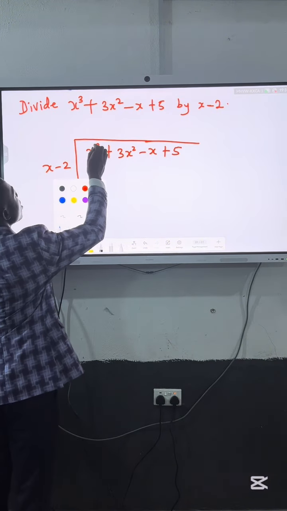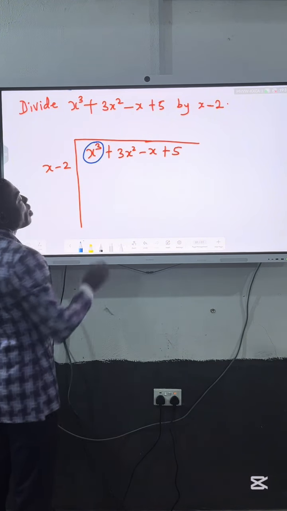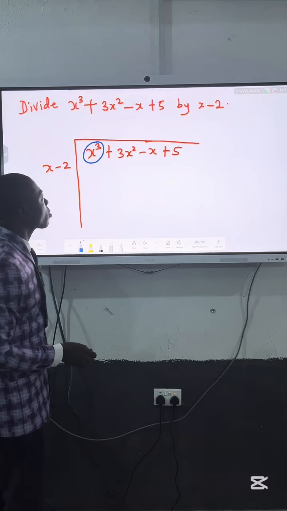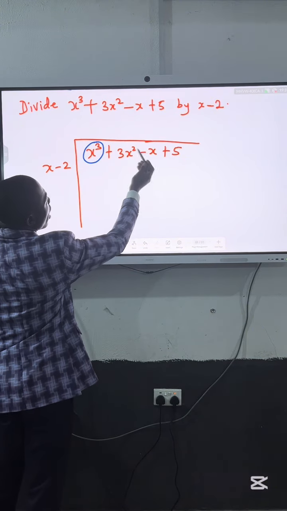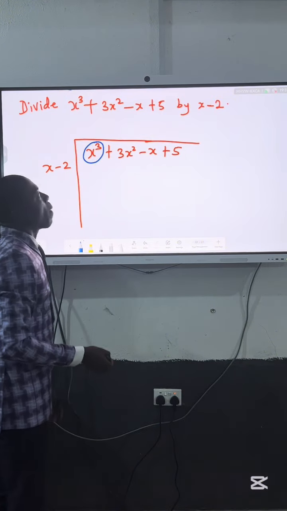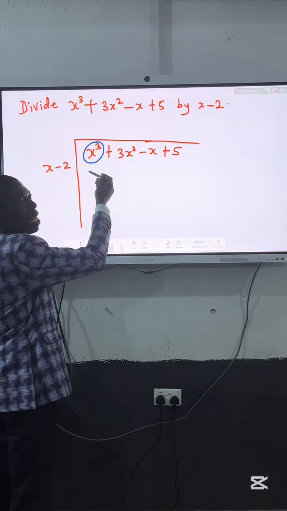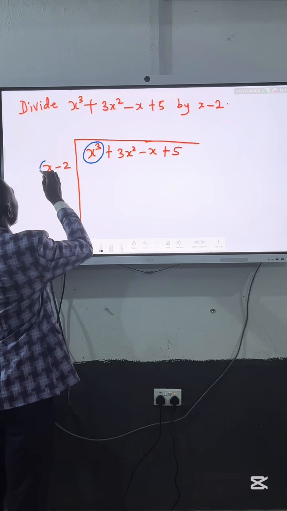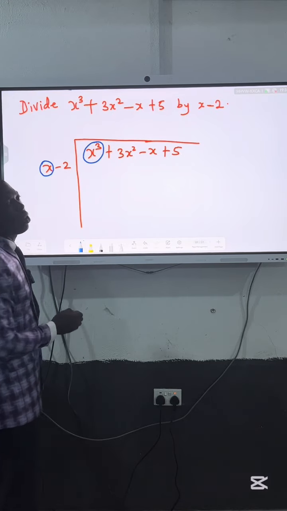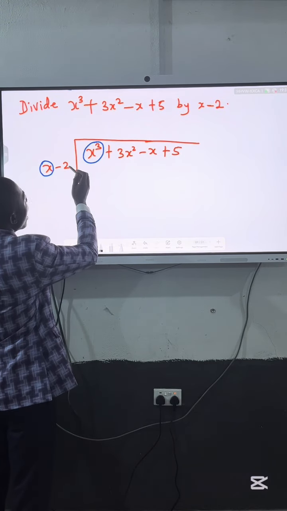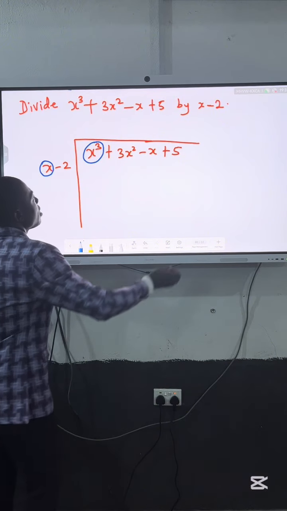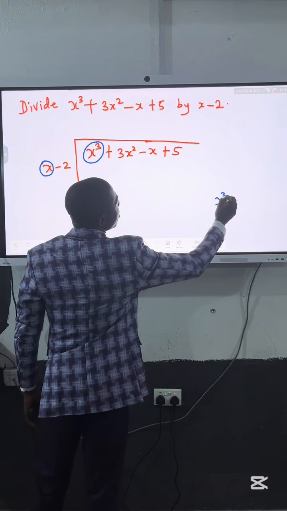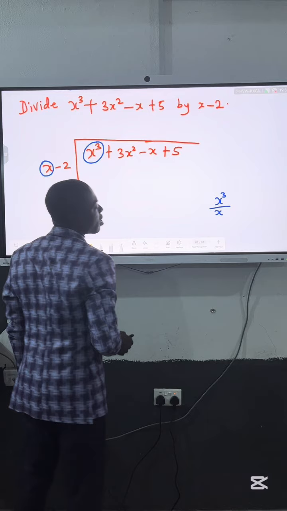Now, what you need to do is take only the term that contains the highest power. This is x cubed plus 3x squared minus x plus 5. Take only x cubed because it has the highest power. Divide it by the term that has the highest power in the divisor. Of course, you know that 2 has no x attached to it. So we divide x cubed by only x.